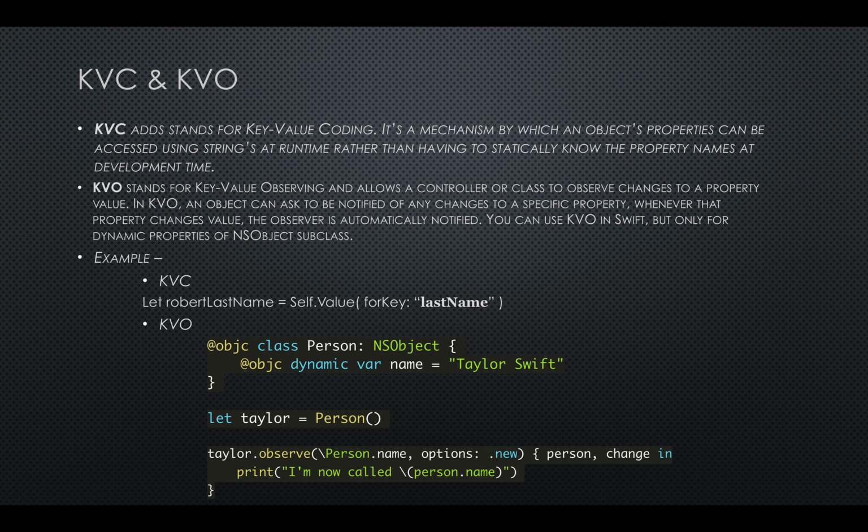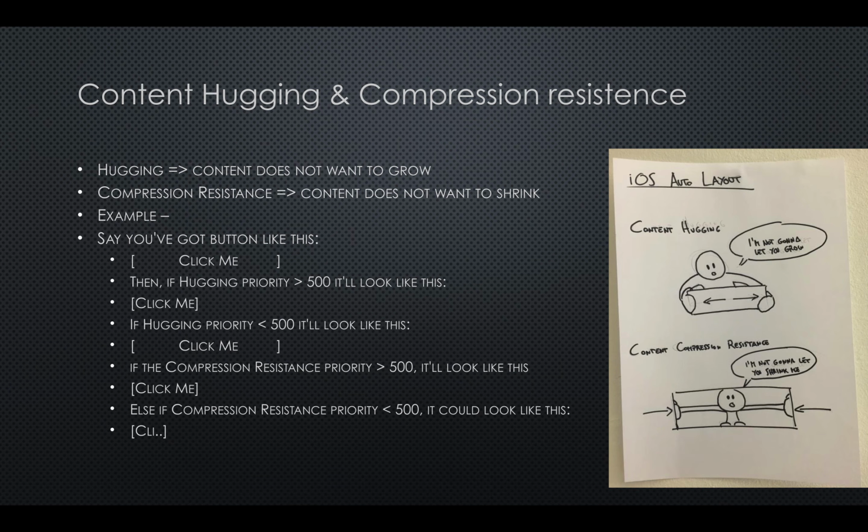And then KVC and KVO. KVC, key value coding, means you can just give the key and get the value. KVO means key value observing, like you can observe your property, and if it changes you will be notified. And then content hugging and content resistance. Content hugging means I do not want you to grow, and content resistance means please do not shrink, please. So this is used in storyboards.